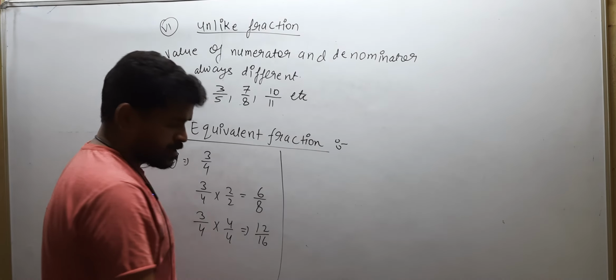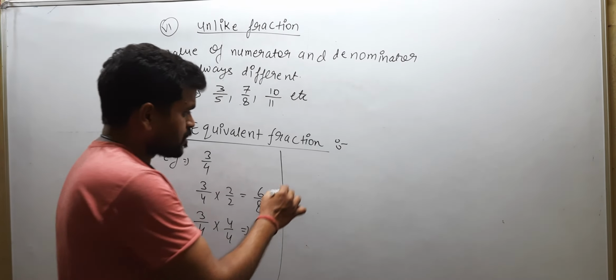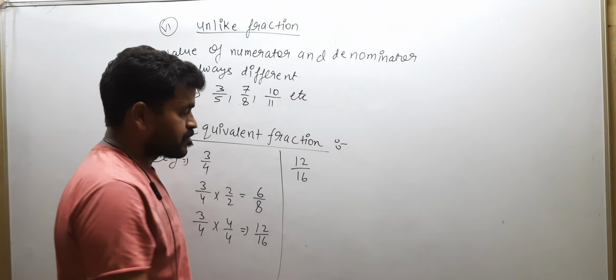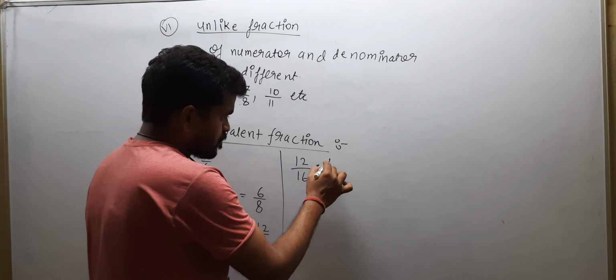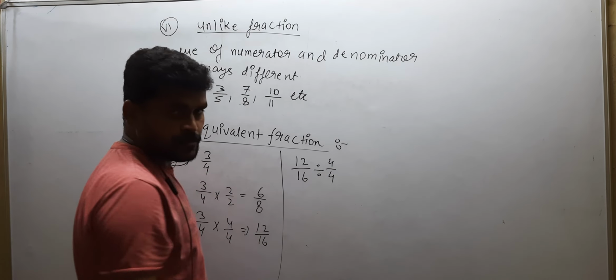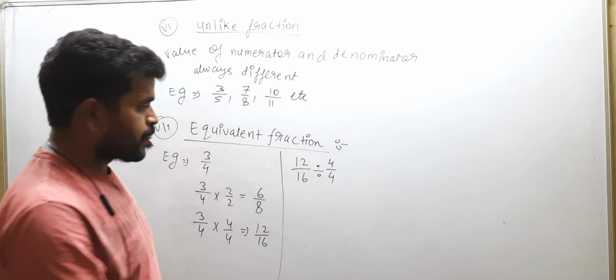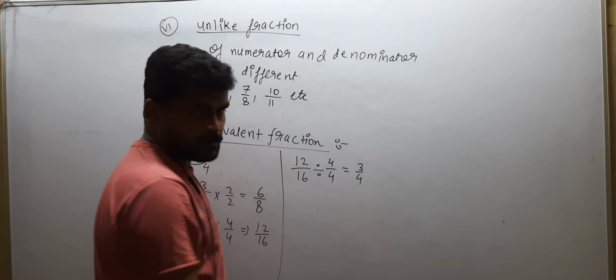Now this is the multiplication method. Now you have to find it by the division method. For example, you have to find the equivalent fraction of 12 upon 16. So how can you find this? You have to divide by 4 upon 4. You have to divide both numerator and denominator by the same number. So it becomes 3 upon 4.